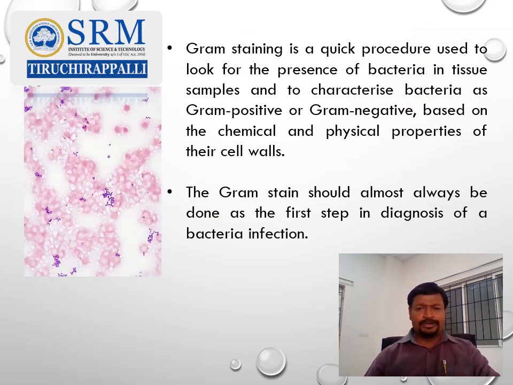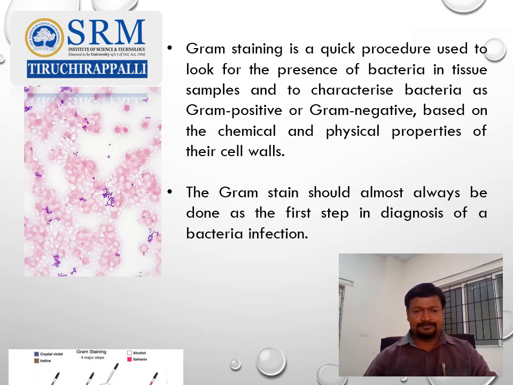Gram staining is a quick procedure used to look for the presence of bacteria in a tissue sample and to characterize the bacteria as gram positive or gram negative, based on the chemical and physiological properties of the cell wall. Gram staining stains the bacteria. It should almost always be done as the first step in the diagnosis of a bacterial infection.